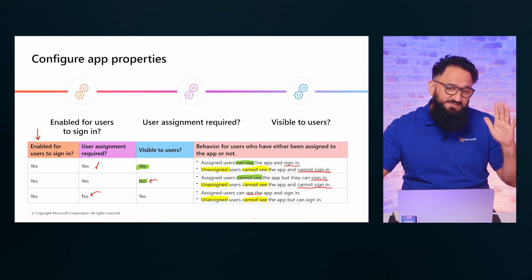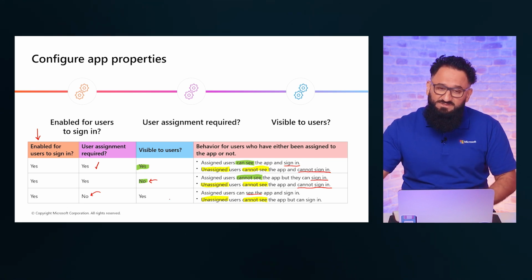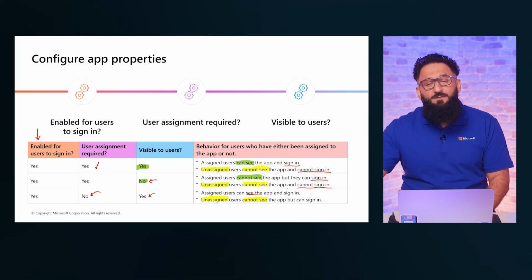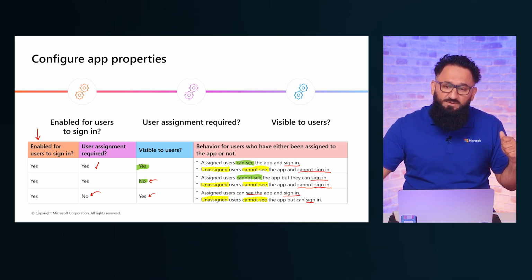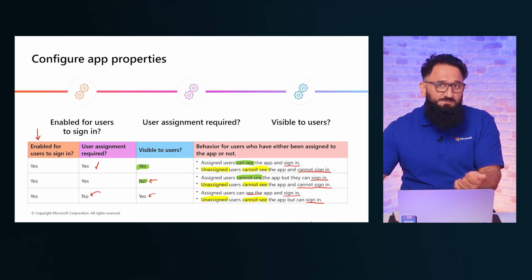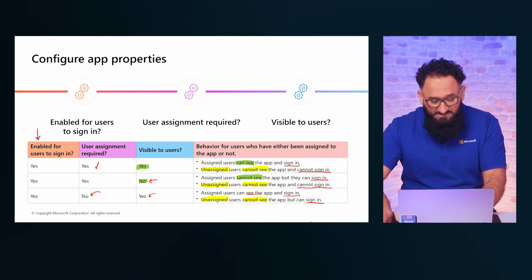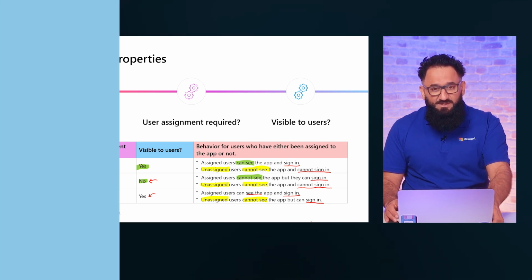Unassigned users, like I started saying, can never see this application. Even though the assignment is not required, they will still not see it, given that the visibility is turned to yes. And they can sign in. However, because the assignment is not required, anyone can sign in. Even though the users who are unassigned, they won't be able to see the app. Given that they have the endpoint to it, they can simply type in the endpoint for the app and sign into it. Now, I'm hoping that makes sense to everyone. Let's move back into the portal and have a look at these three menus one more time.